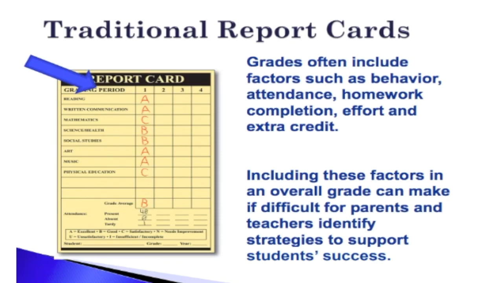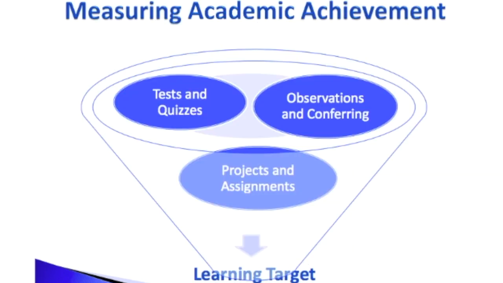On traditional report cards, grades often include factors such as behavior, attendance, homework completion, effort, and extra credit. Including these factors in an overall grade or score can make it difficult for parents and teachers to identify strategies to support students' success. Standards-based reporting eliminates teachers' ability to include such items, thus giving the true picture of your child's academic achievement.